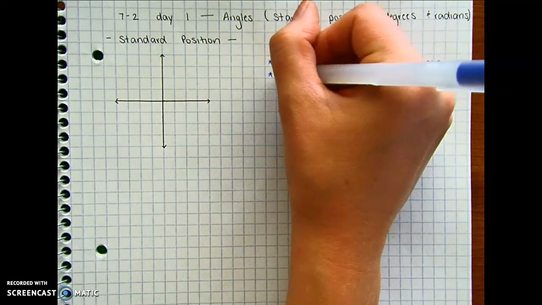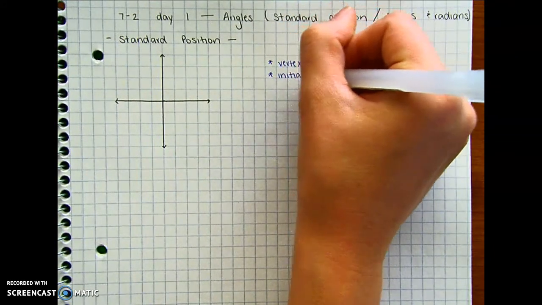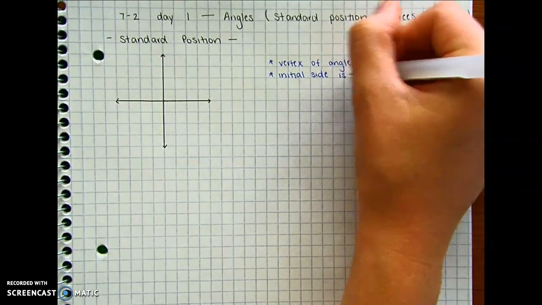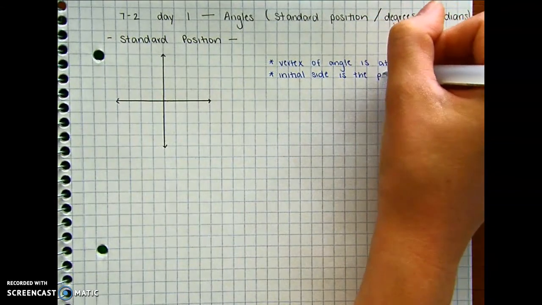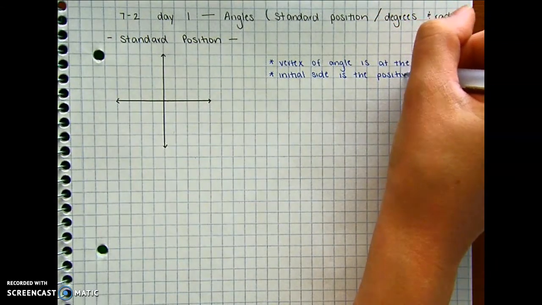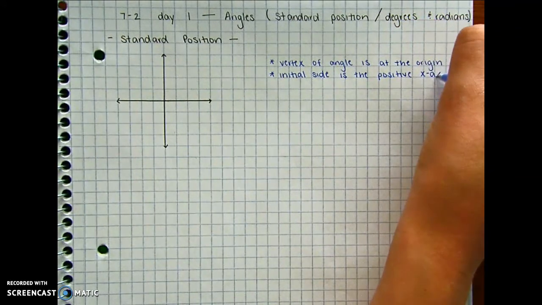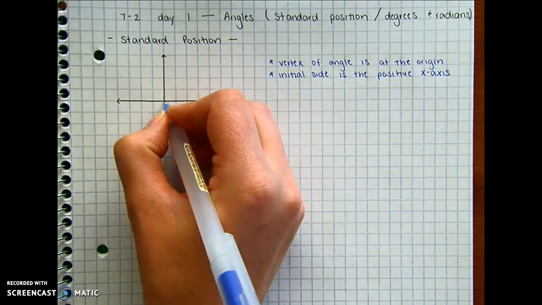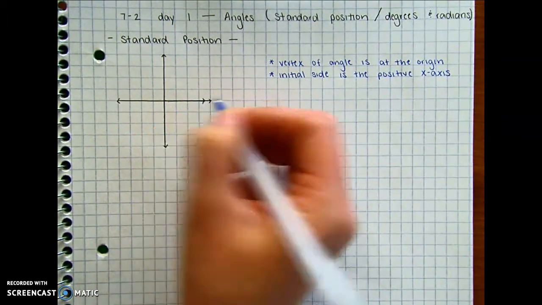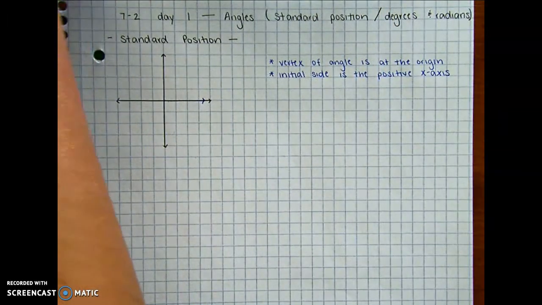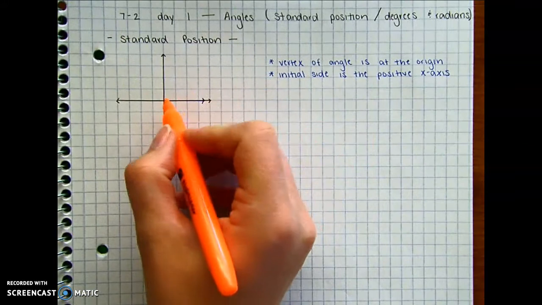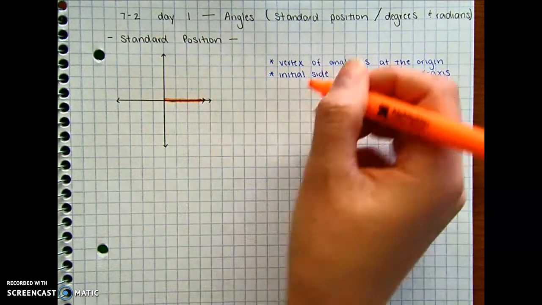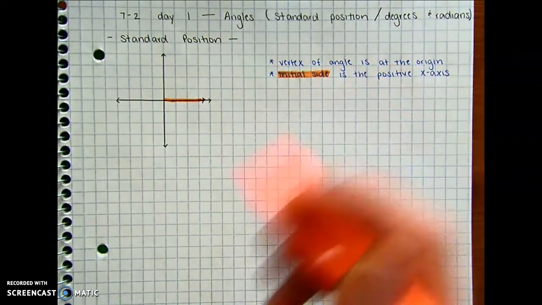Your initial side is the positive x-axis. So for my angle, the initial side is where it's opening from, so that's going to be right here. Okay.